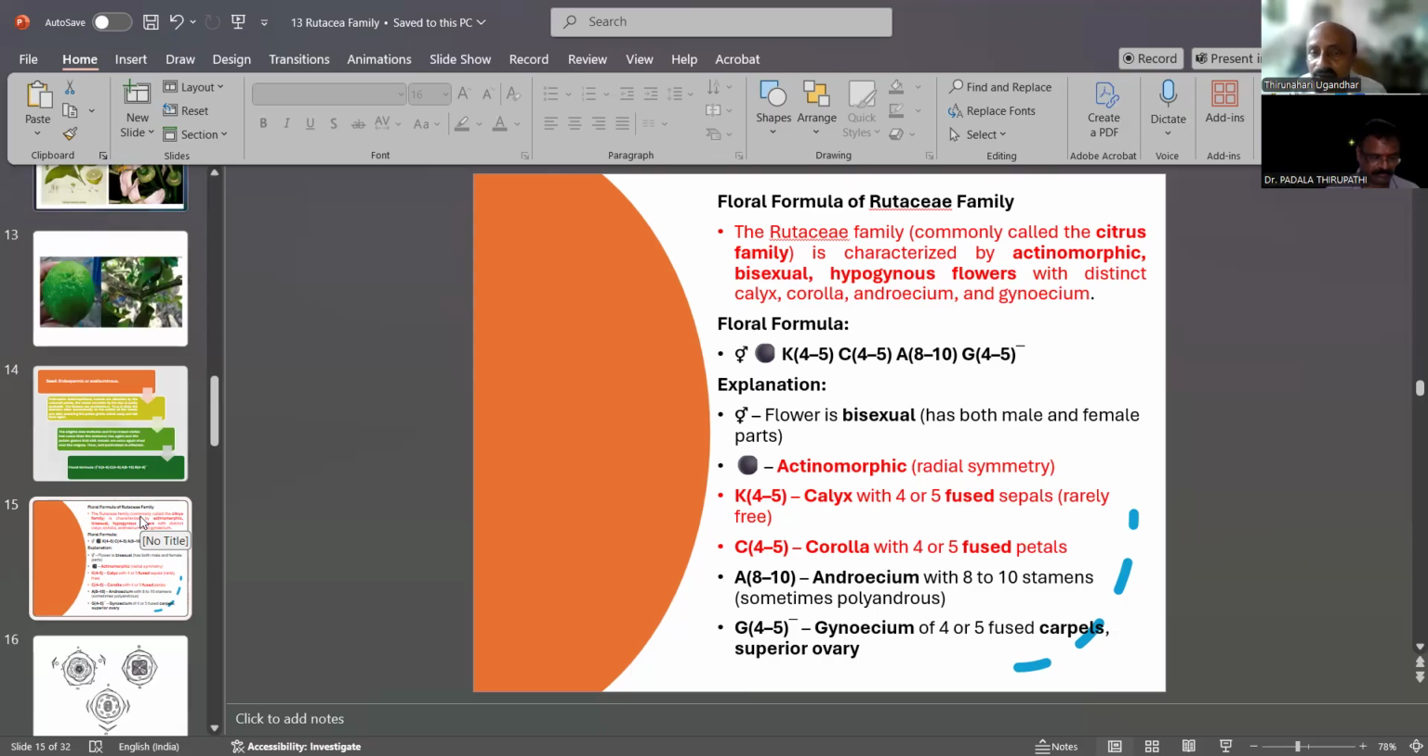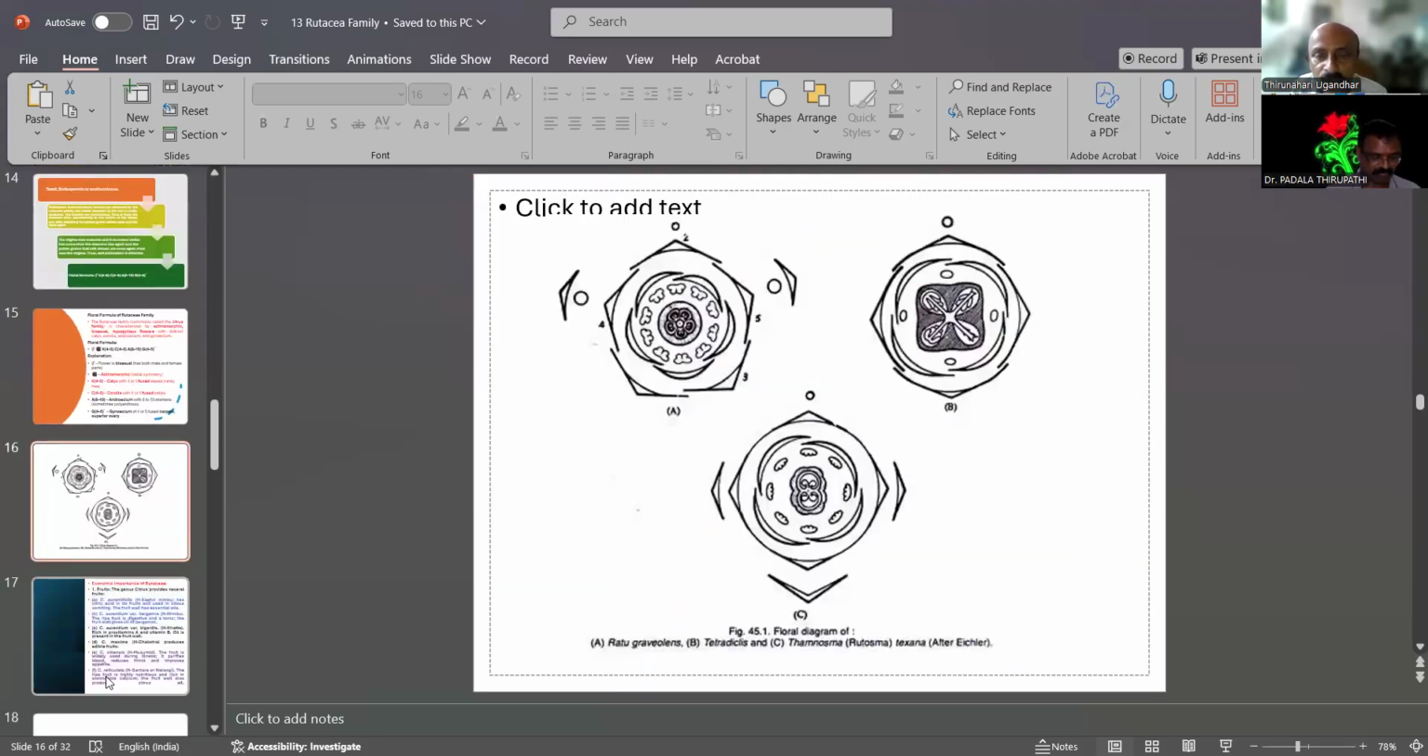This is the important explanation of the floral formula, along with the floral diagram. It shows five sepals, K5, and five petals, C5. The stamens are totally 2, 4, 6, 8, 10 in number, in the center. Then the centre shows the carpels 1, 2, 3, 4, 5, forming a pentacarpal ovary.